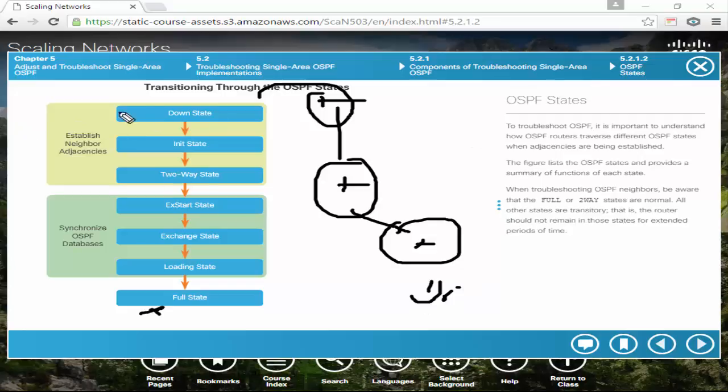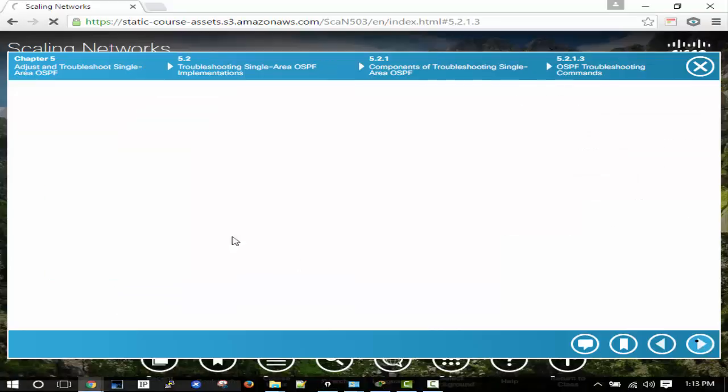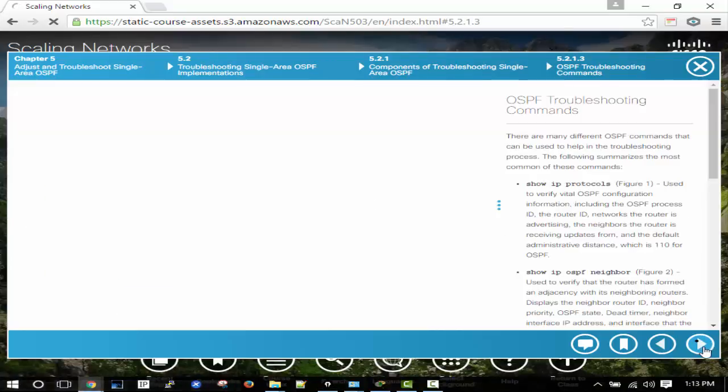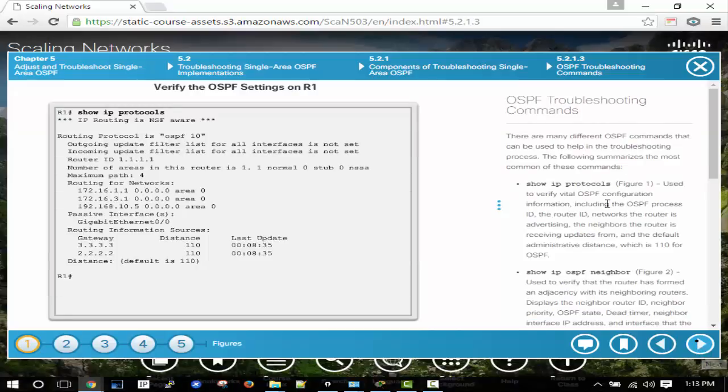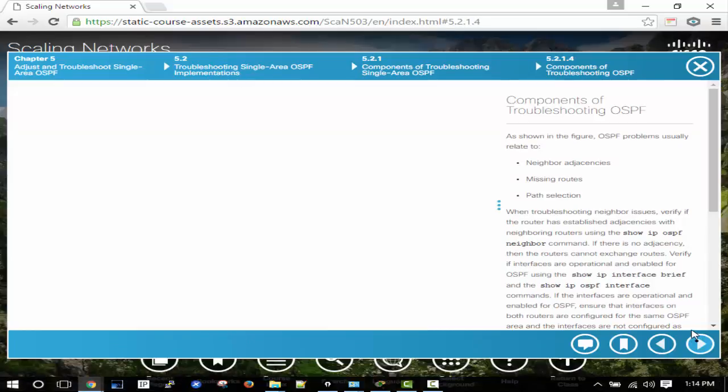Anyways, so it goes down, init state, two-way state, exchange start, exchange state, loading state, full state. Typically, you see loading and then full unless you have debugging on. Then you're going to see all of these states come through. They're doing the show commands again. If you'd like to see those, go through them yourself. We've already talked about them.